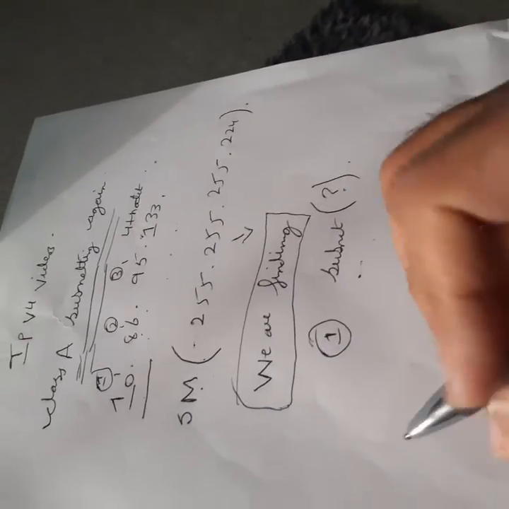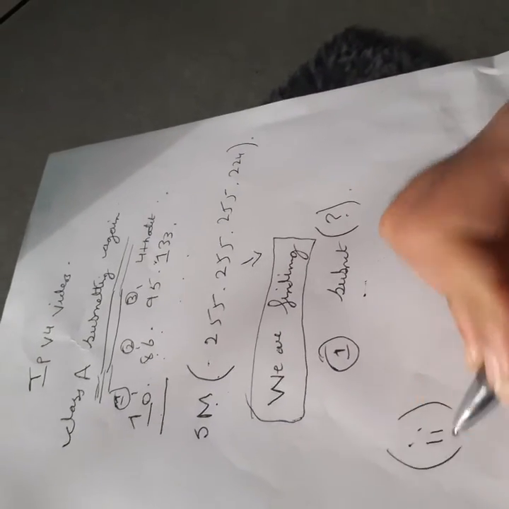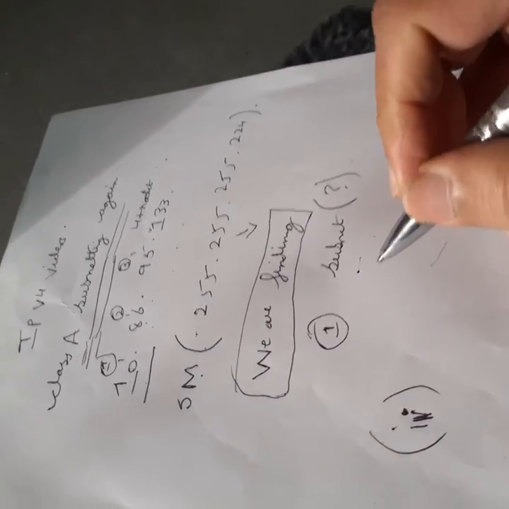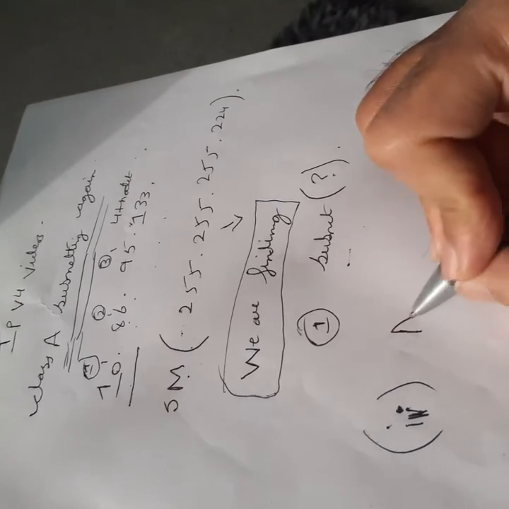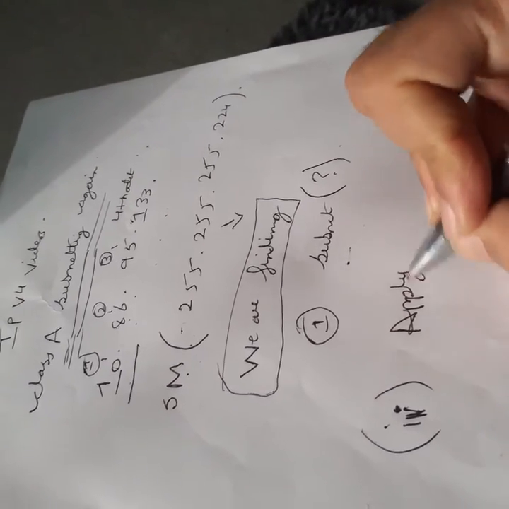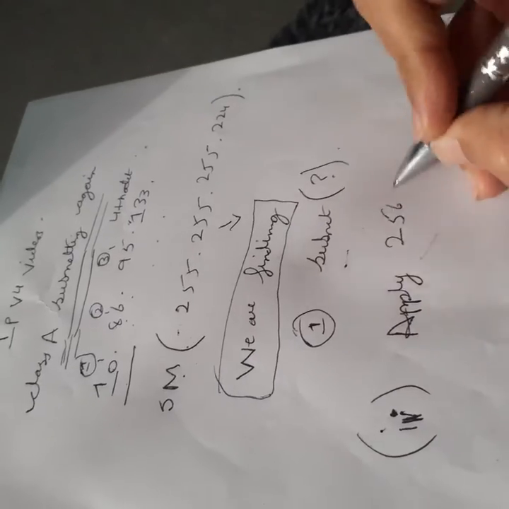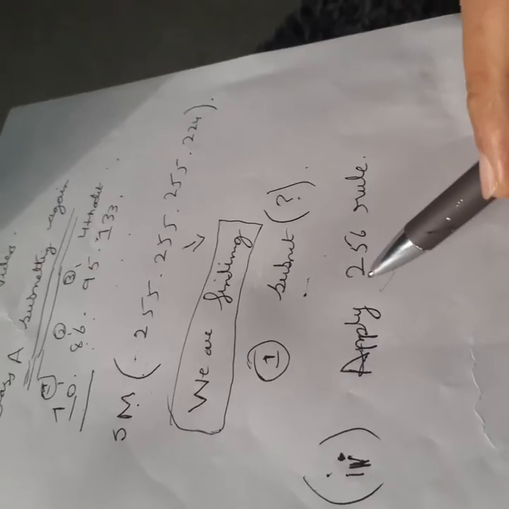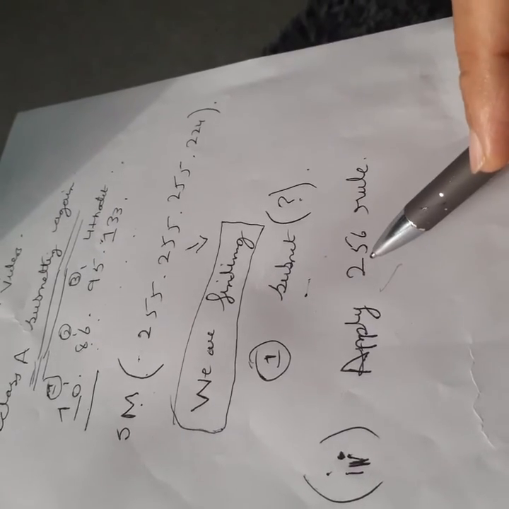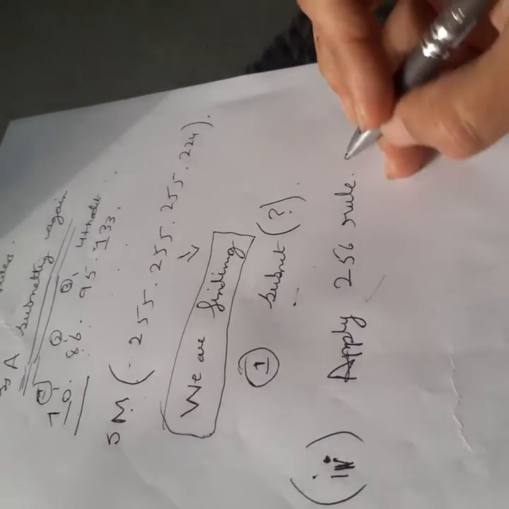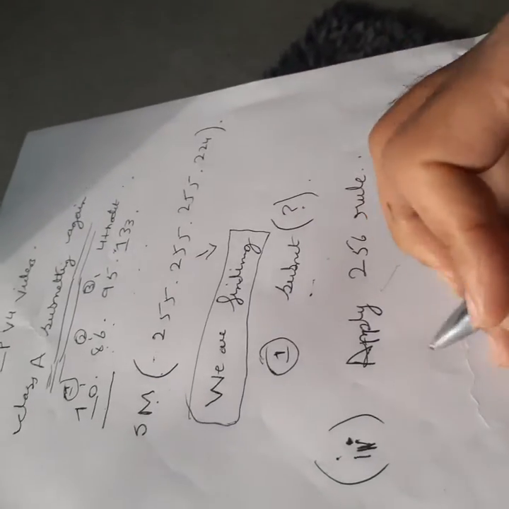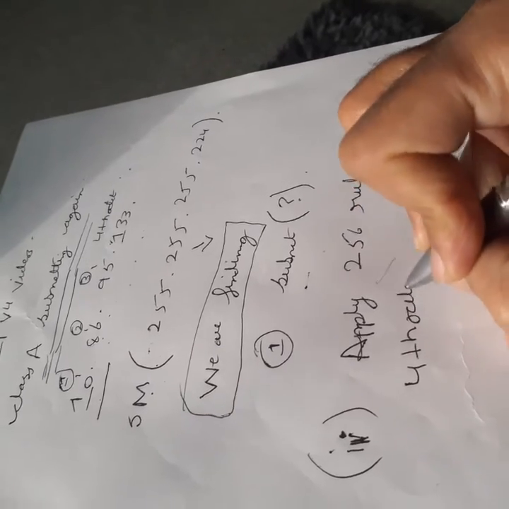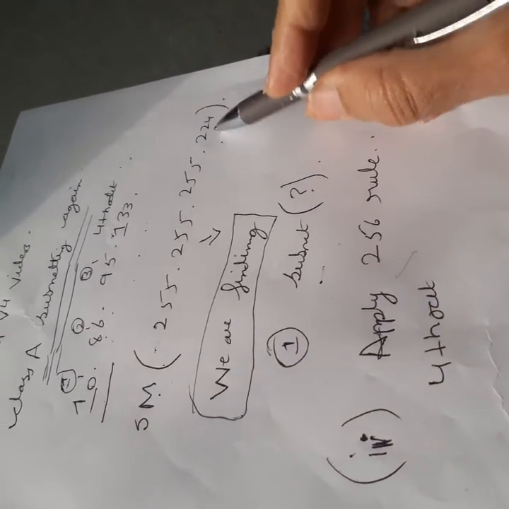So my next plan of action would be number 2. Actually, it might be number 1. It's fine anyway. I will apply the 256 rule, which, as I have shown in my previous videos, means you subtract the value from 256. We will be working in the fourth octet of the subnet mask, which is this one here.